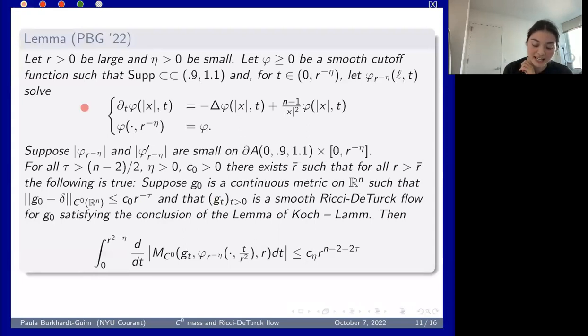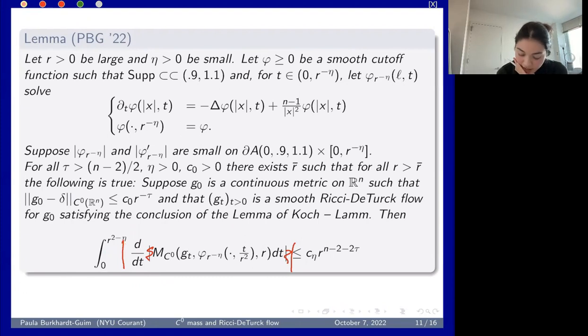And you can also always find such a sort of evolving cutoff function. And then the conclusion is that, well, if I couple my C0 local mass with this evolving cutoff function, sorry, I think these absolute values should be outside. Okay. And then I look at the distortion of this local mass. Well, then this is going to have bounded distortion. And I can integrate the distortion up to time r squared minus eta, or r to the 2 minus eta.